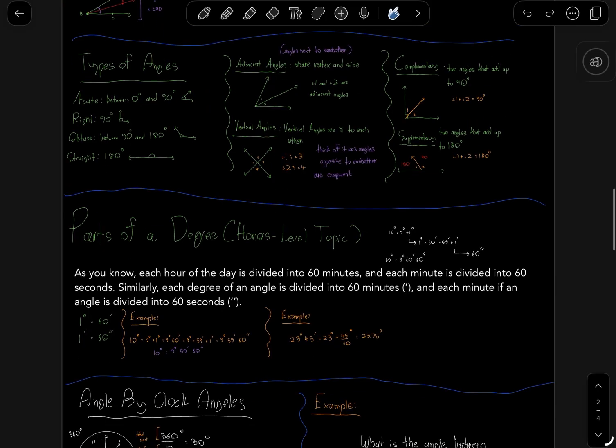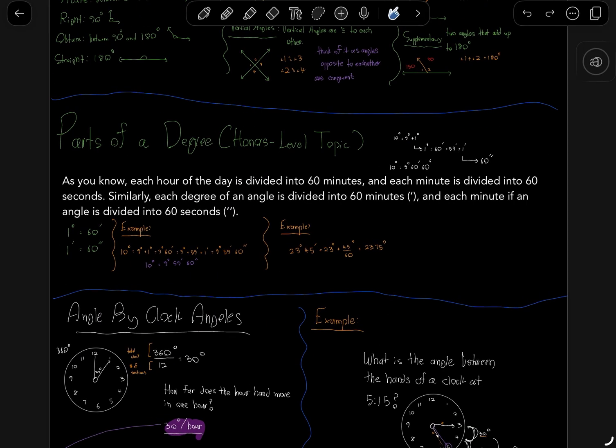this next topic will be a bit difficult because it's not really common, and it's parts of a degree. So what even does that mean? Well, let's start by thinking about something you should definitely know about: time. As you know, each hour in a day is divided into 60 minutes. So 1 hour has 60 minutes, and then 1 minute has 60 seconds, right?